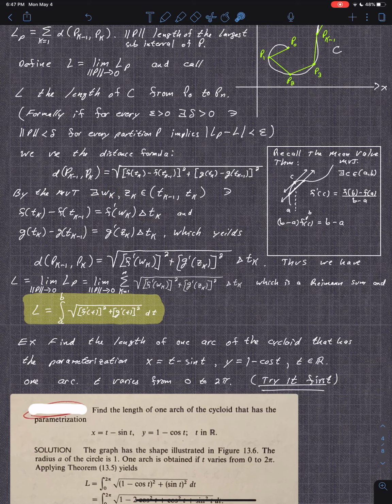Okay, so there's a lot going on here. Pause that and read through that again. Okay, z sub k is in here, right? So here's your mean value theorem statement.